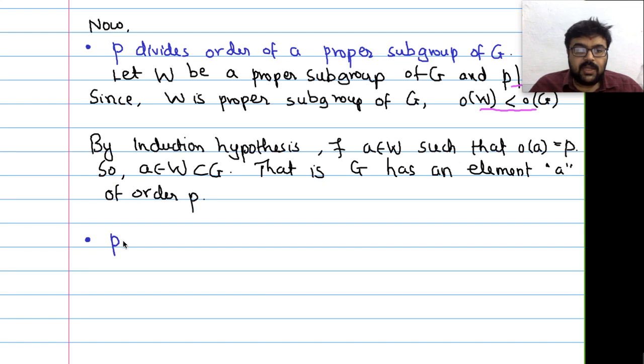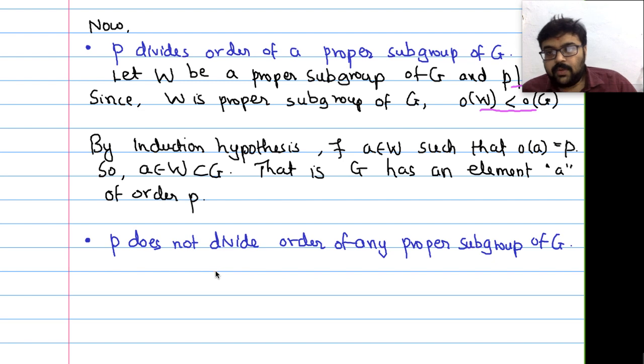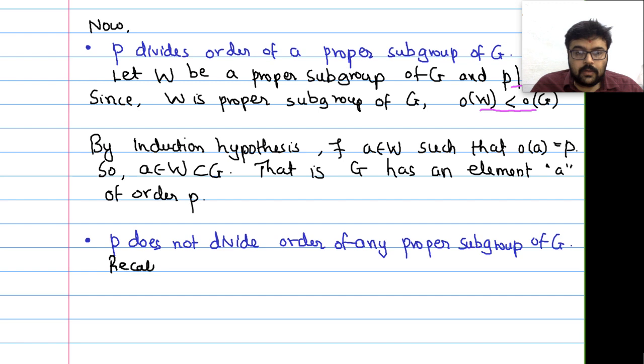But suppose this may not be the case. So what is the second case? P does not divide order of any proper subgroup of G. If this is the case, then what we use is the class equation, and it is again the same technique that we apply. So recall the class equation of G.